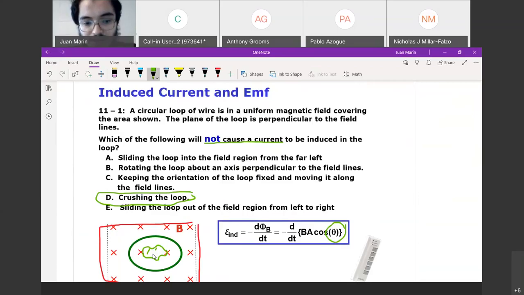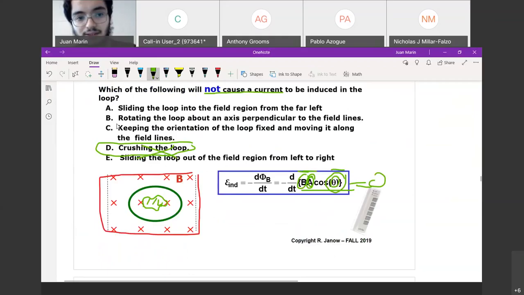Like for part D, you're crushing the loop. That means you're changing the cross-sectional area. So you could have something like this, and the area will be less. So dA dt will not be zero. You want to make sure you have d of this whole thing equal to zero. So when is this zero? Well, when the magnetic field is constant, when the area is constant, and when theta is constant. When all of those are constants, then you have no induced current.